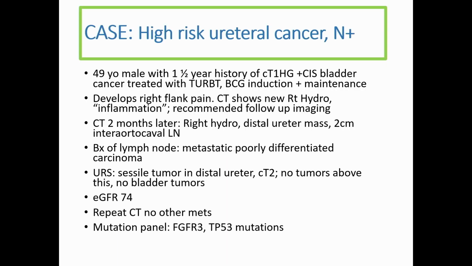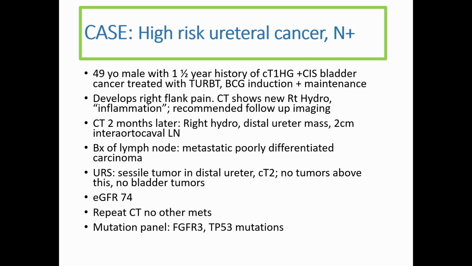So another ureteral cancer. This is a 49-year-old male with about a year and a half history of T1 high-grade disease with CIS, so high-risk bladder disease. It was treated with TURBT, BCG induction and maintenance, and that actually right now looks pretty good. Granted, it hasn't passed the long test of time, but there's no evidence that it has recurred. He develops right flank pain, goes to the emergency room. They see right hydronephrosis with inflammation around the ureter. He was recommended follow-up imaging.